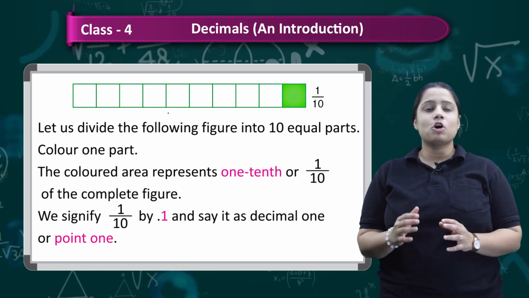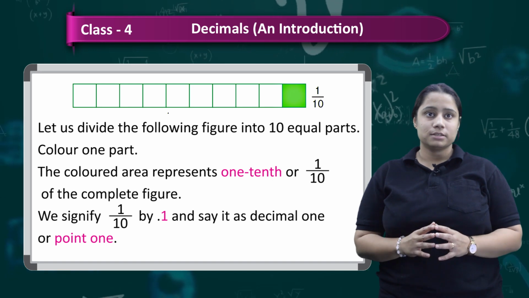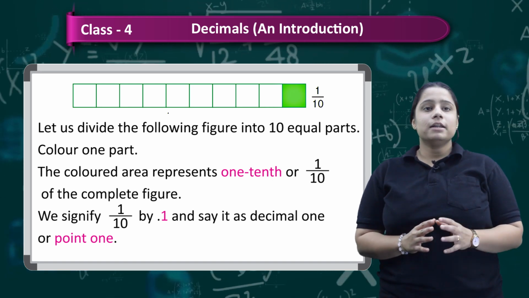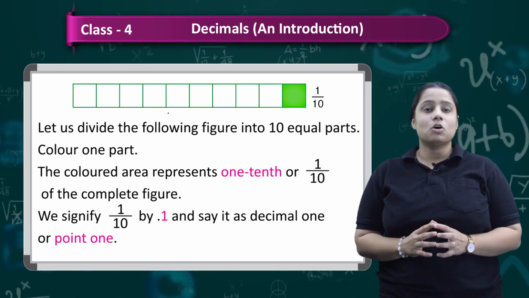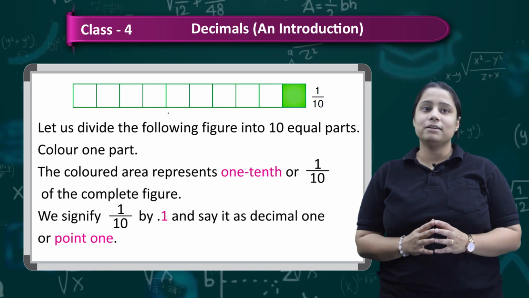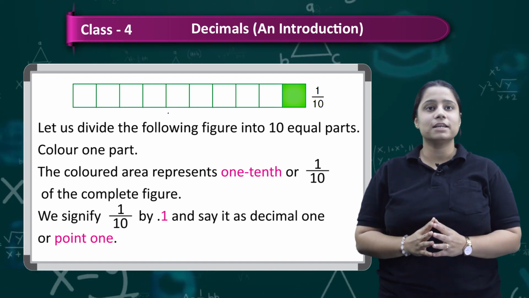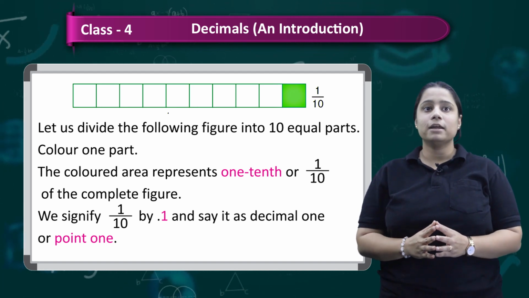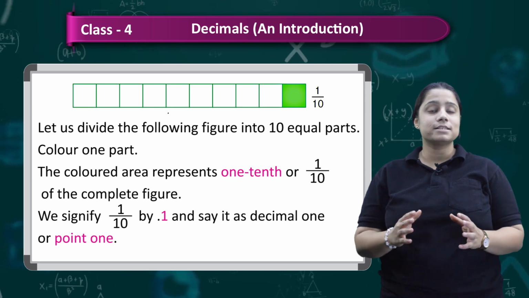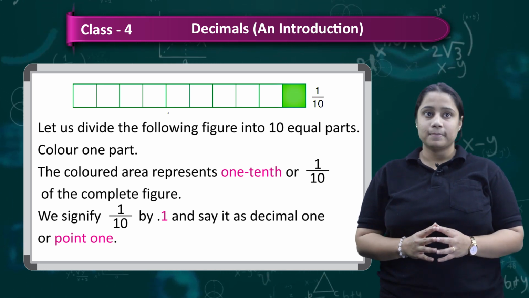Let us divide the following figure into 10 equal parts. Color one part. The colored area represents 1/10 or 1 by 10 of the complete figure. We signify 1 by 10 by 0.1 and say it as decimal 1 or 0.1.